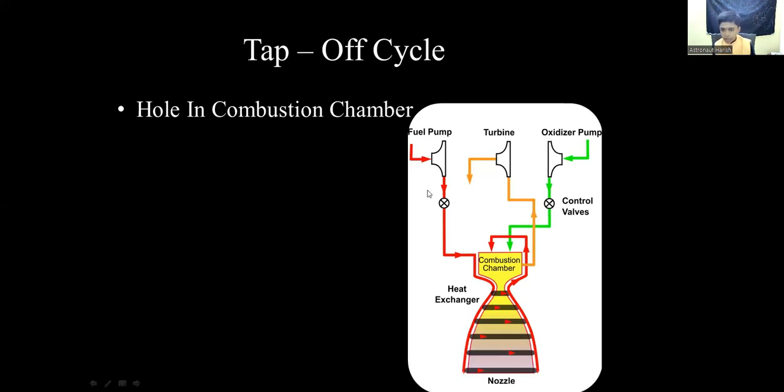In the tap-off cycle, the fuel and oxidizer go to the combustion chamber, and then the combustion chamber exhaust goes to the turbine, which powers the pumps. An example of this is the Reaver 1 engine of Firefly's Alpha rocket.